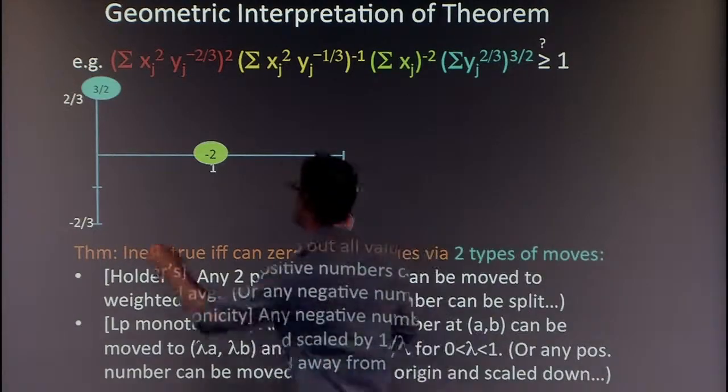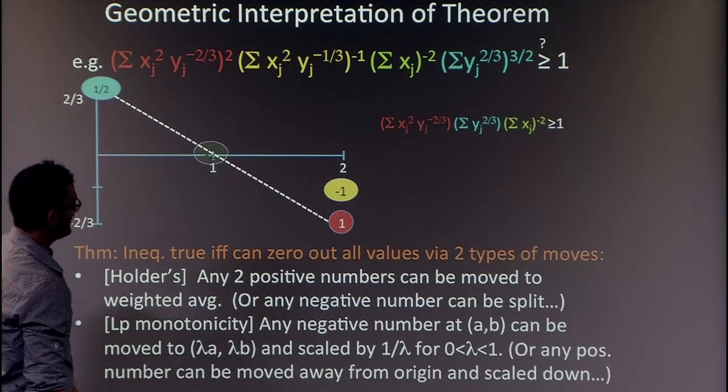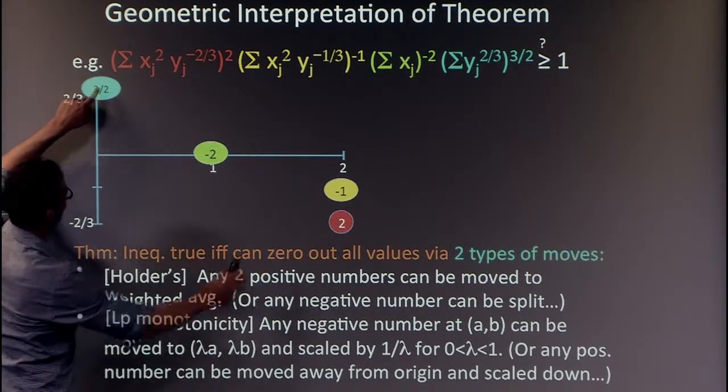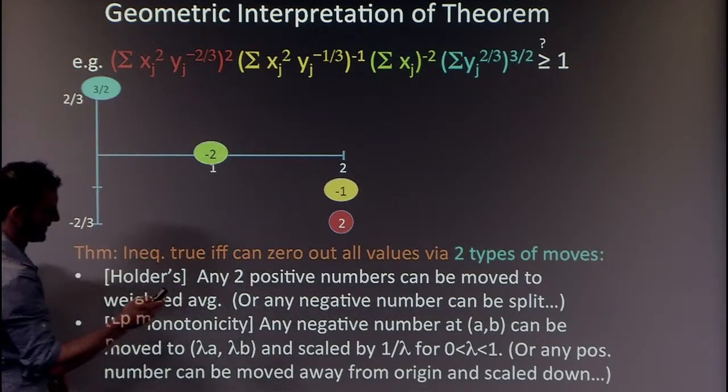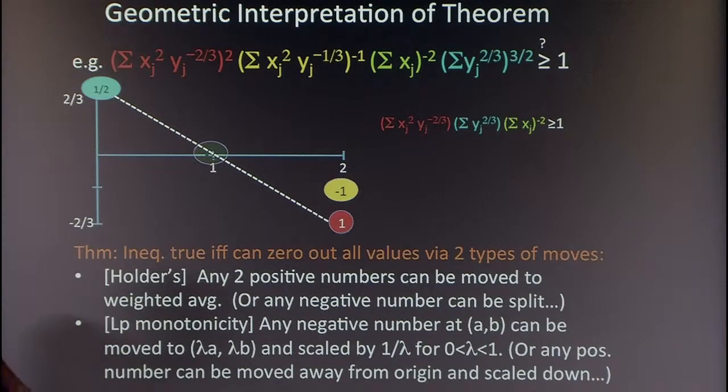Well, we have these two positive numbers, some negative thing in between them, so we can take 1 unit of each of their mass and move it to their weighted average. We cancel out the negative thing. Okay. Now what should we do?